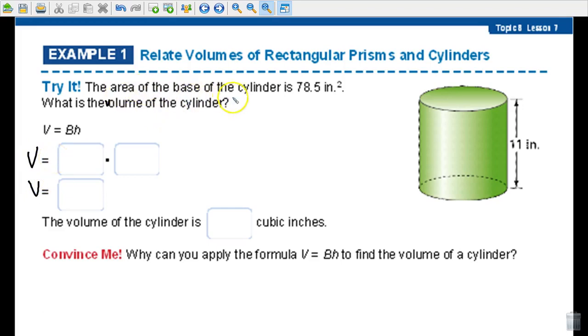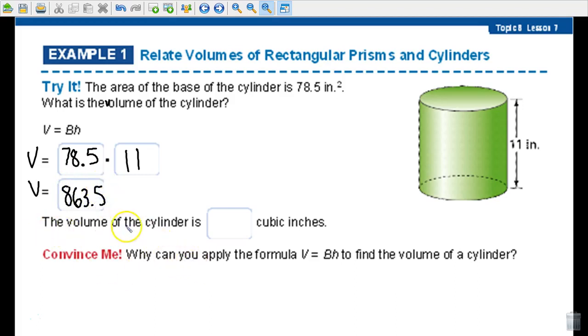It says the area of the base of the cylinder is 78.5. So 78.5 goes here. And then times the height. The height is 11. So we plug that in. Now we just multiply. 78.5 times 11 equals, and the volume equals 863.5.